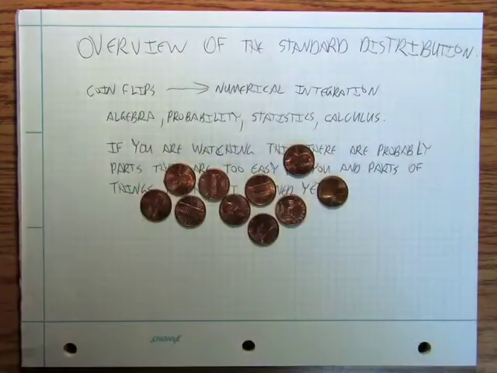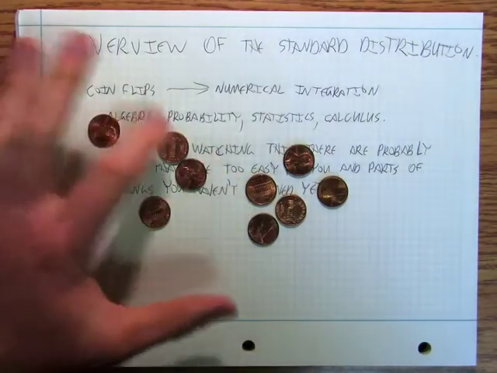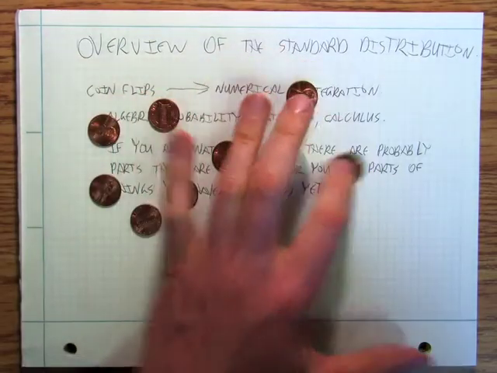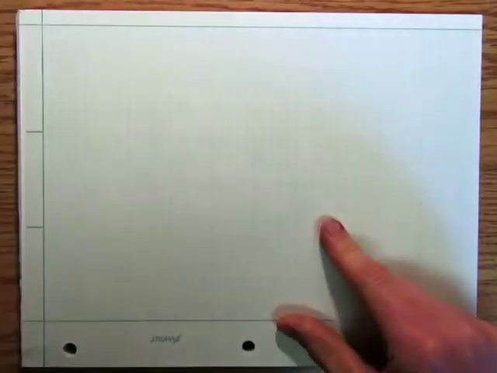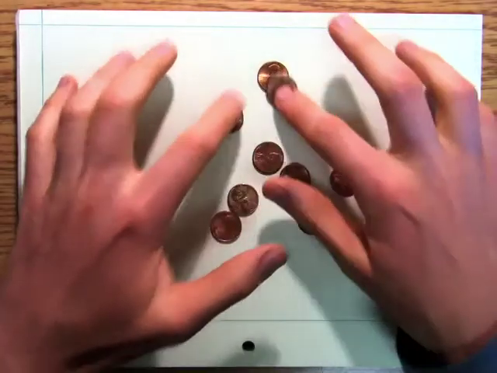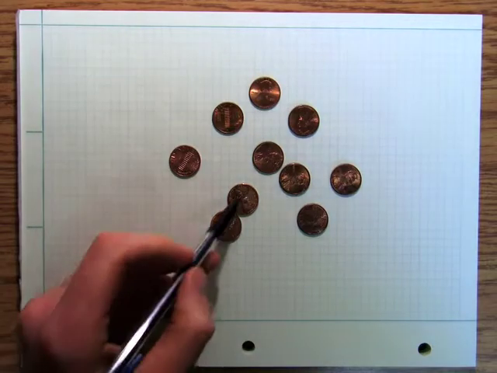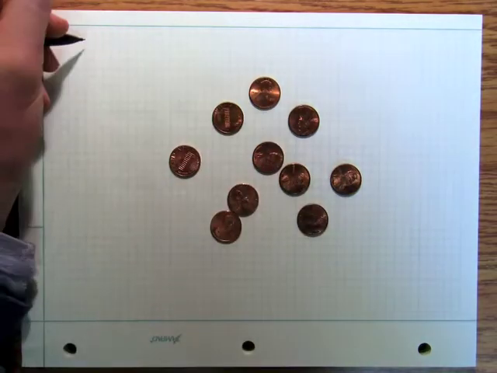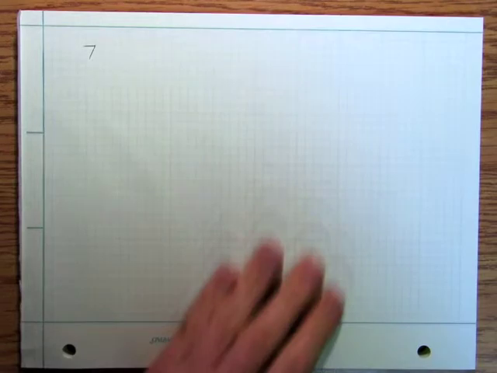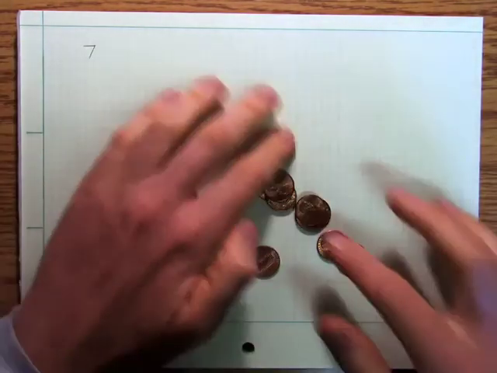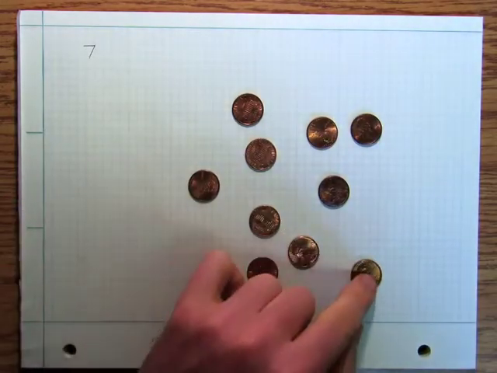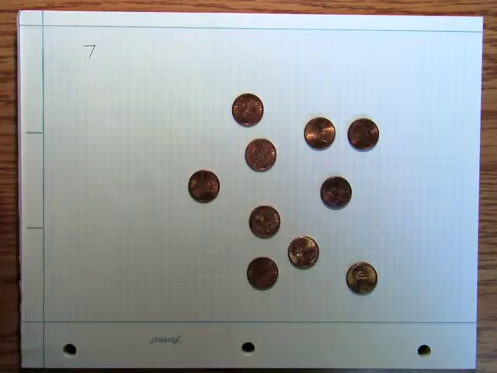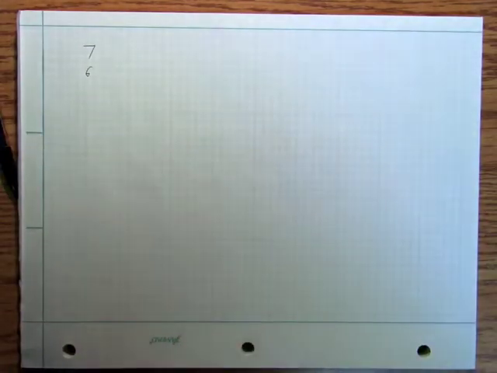Well, I'm going to start by flipping 10 coins. So I've got 1, 2, 3, 4, 5, 6, 7, 8, 9, 10 coins. What I'm going to do is flip them, and count how many heads I've got. So I'm going to go 1, 2, 3, 4, 5, 6, 7 heads. Okay? Then I'm going to do it again, and I get 1, 2, 3, 4, 5, 6 heads. I'm going to do it one more time.